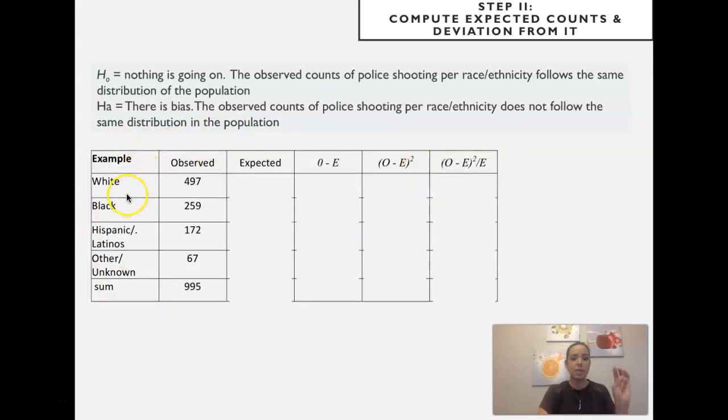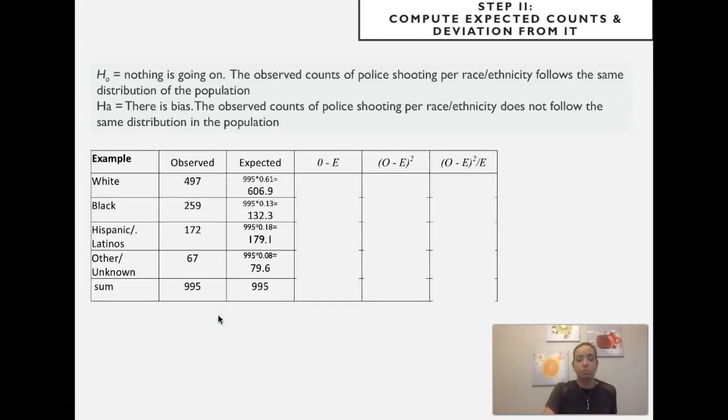So here's our table. This time we have 4 different categories: white, black, Hispanic/Latinos, and other or unknown. The total number of shootings was 995. What would be the expected? Well, we use the percentage of the different races and ethnicities in the population to compute that. So if the sum is 995 and there is a proportion of 61% in the population that are white, and if the number of shootings were completely randomly distributed across the different races, then we would expect 606.9, let's say 607 white individuals being shot.